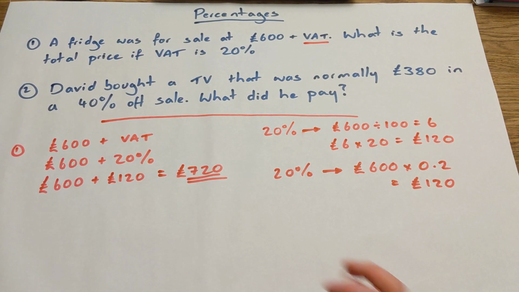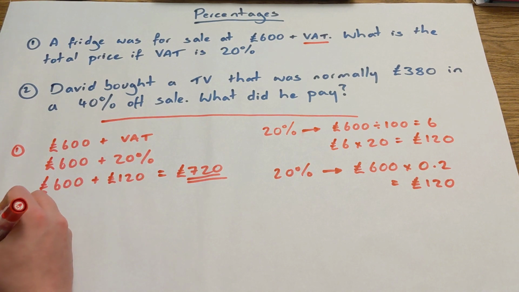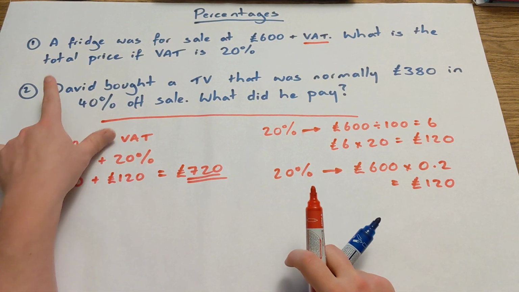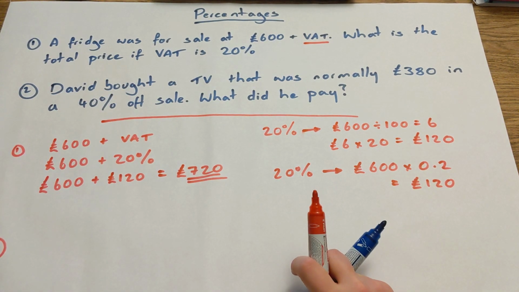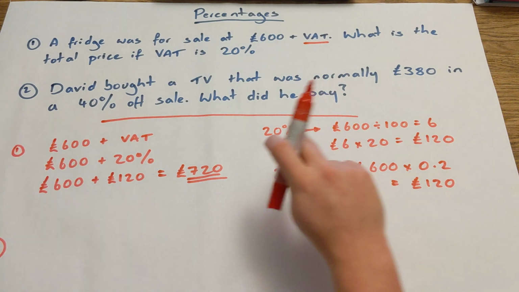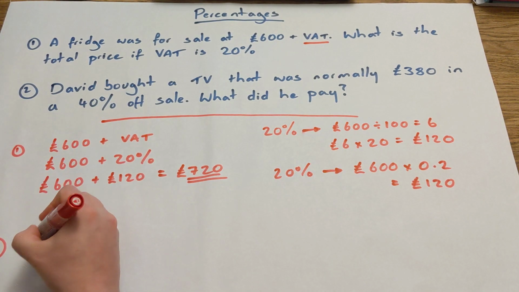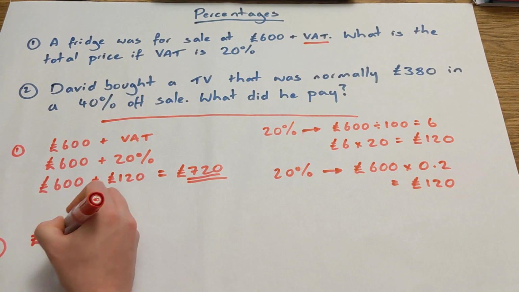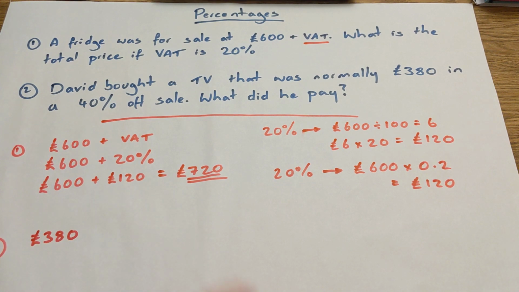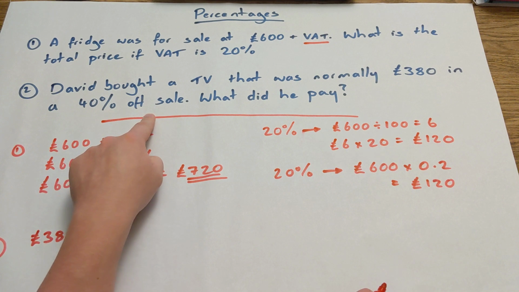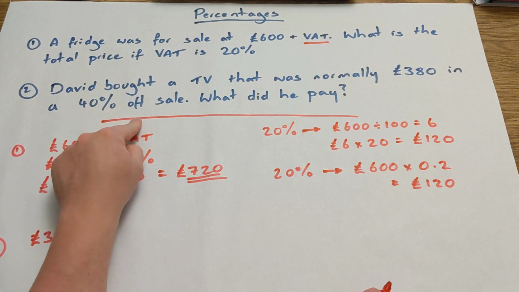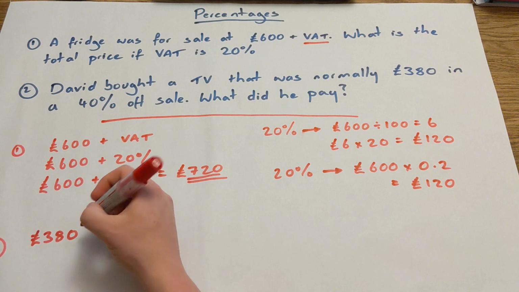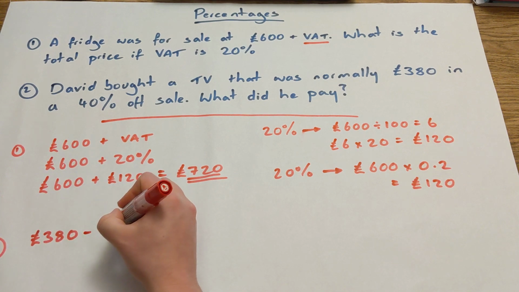Okay, now question two is very similar, but let's see if you can spot the slight difference. Question two. David bought a TV that was normally £380 in a 40% off sale. What did he pay? So normally that TV was £380, and it was in a 40% off sale. So that means I'm going to be taking away 40% of the price.